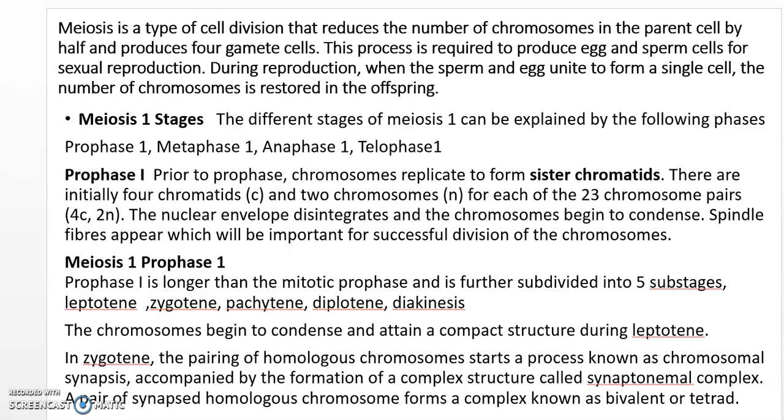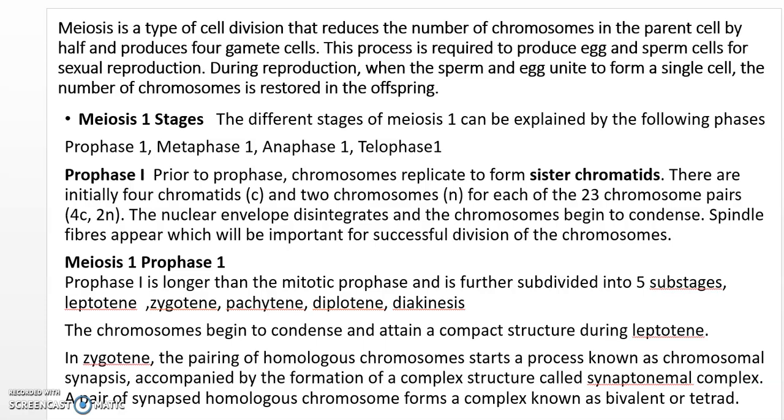Good morning, students. We have finished mitosis. Now the next is meiosis. Meiosis occurs in the reproductive cells to produce what? To produce the egg and the sperm cells. So egg in the female and sperm in the male.